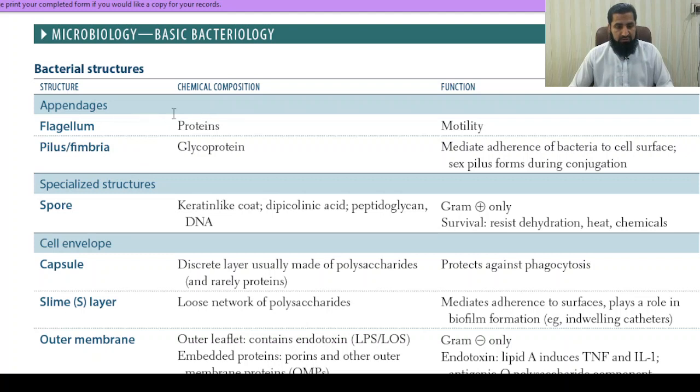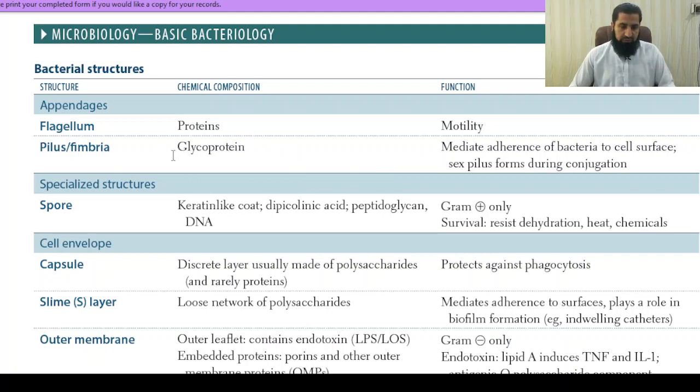Flagella are protein in nature, and their function is motility, while pili are made up of glycoprotein and their function is to adhere to the bacterial cell surface. Sex pilus forms during conjugation.